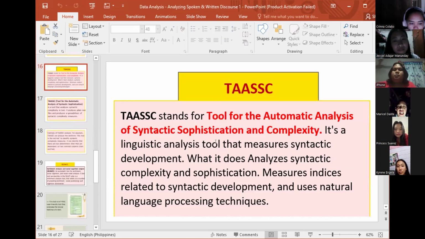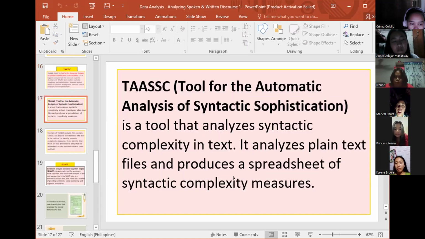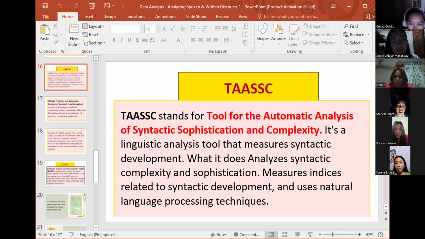The second one is TAASSC, which stands for Tool for Automatic Analysis of Syntactic Sophistication and Complexity. It is a linguistic analysis tool that measures syntactic development. What is the analysis? Syntactic complexity and sophistication.